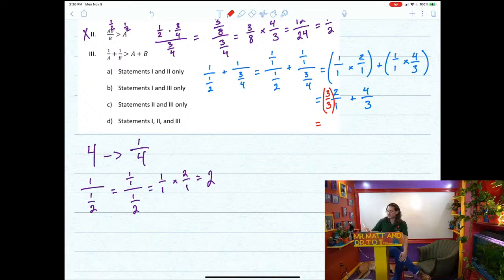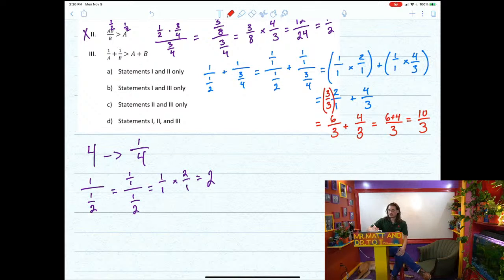3 times 2 is 6, 3 times 1 is 3, so we're going to have 6 over 3 plus 4 over 3. Once we have common denominators, we keep the denominator, add or subtract the numerators, so this is going to be 10 over 3. 10 over 3 is definitely greater than a plus b, because since neither one of them can be greater than 1, then their sum must be less than 2, and 10 over 3 is definitely greater than 2. It's 3.33.